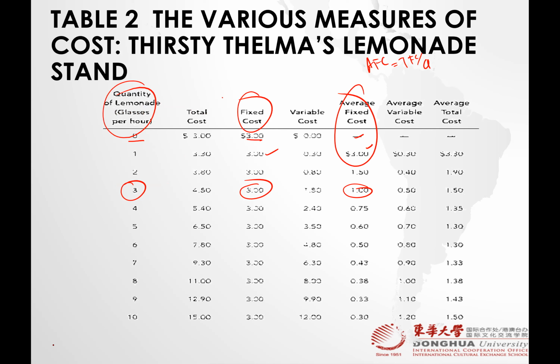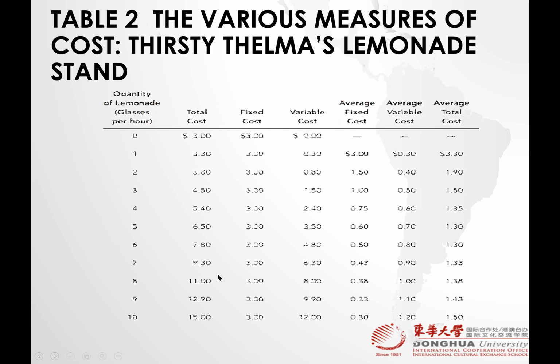And let me just remove this mess here. So you see the average cost here? How is it calculated? Cost divided by the quantity. And what is the average total cost? Either you add average fixed cost and average variable cost, or total cost divided by the quantity. You'll find the same answers.